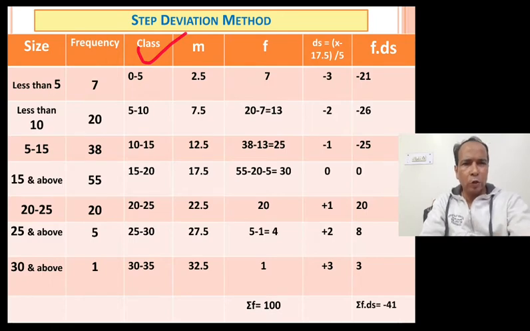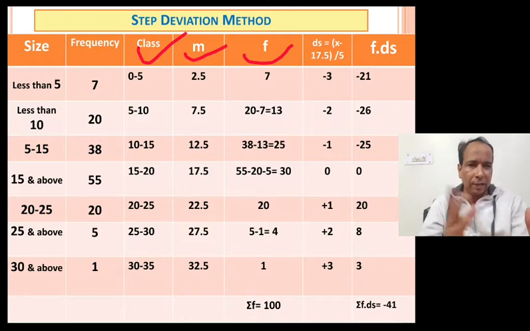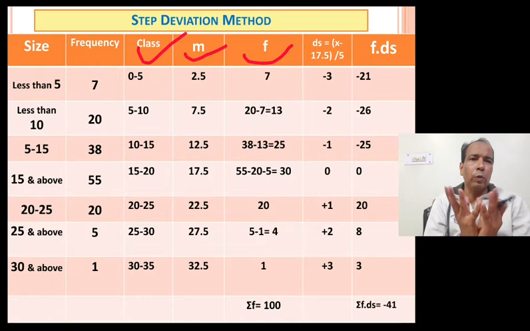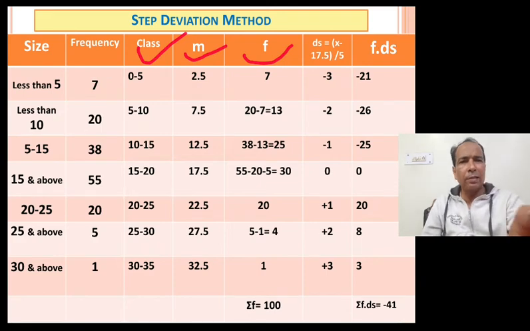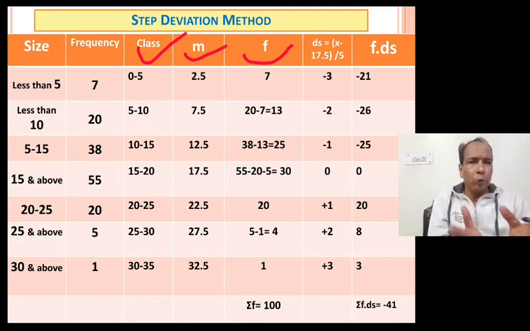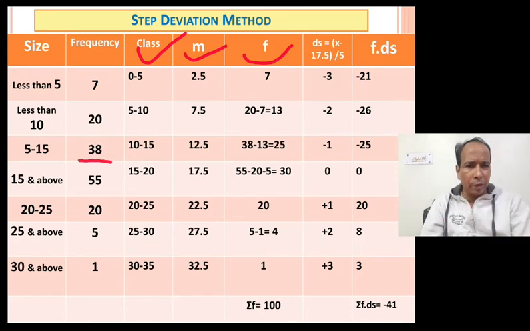Mid values have also been calculated here the same way we calculated in the earlier example. Now the third column is the value of f. This frequency column needs certain calculations which I have shown you in the previous slide. Less than 5, that is 0 to 5, has 7. Then 5 to 10 has 20 minus 7, that is 13. Similarly, how will you calculate the frequency between 10 to 15, whereas these values are given to you? So 5 to 15 has 38 frequency.